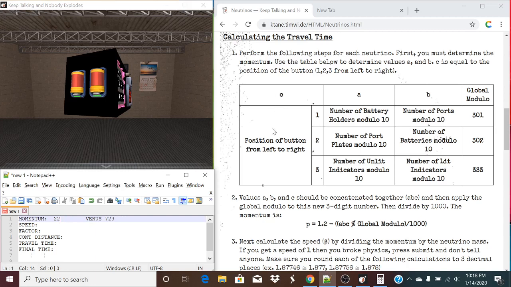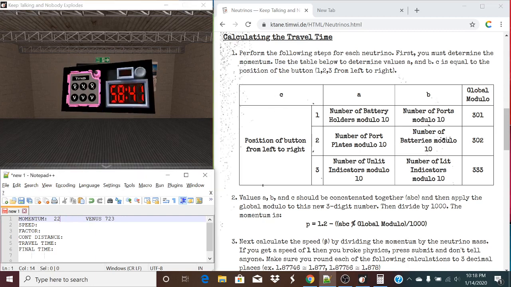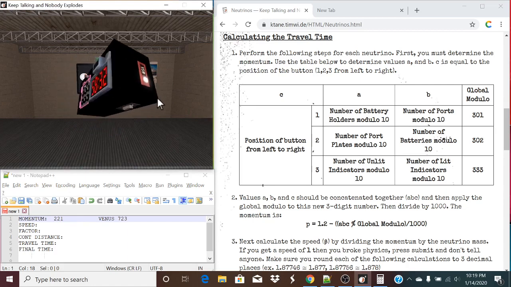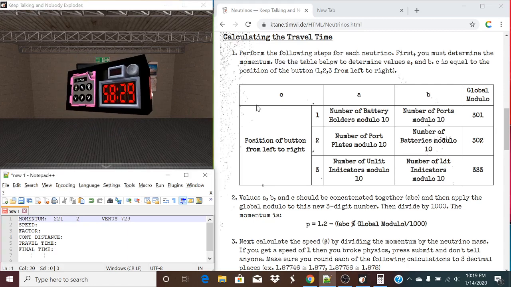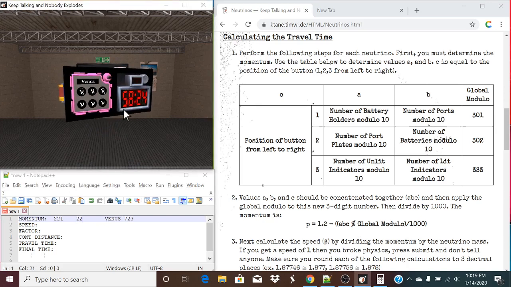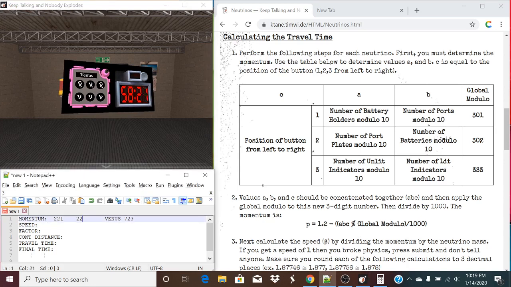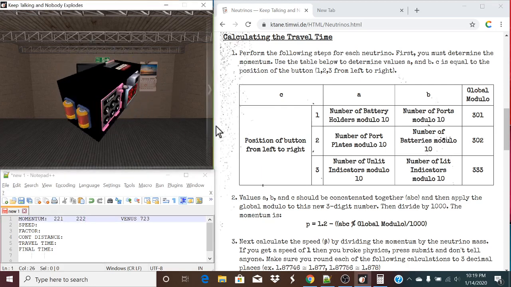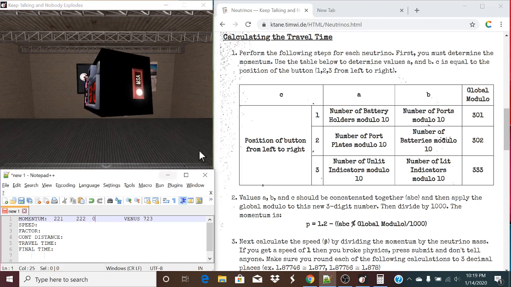Next up, Charlie is the position of the button from left to right. In this case it is a 1, as we are working with that. Next up, number of port plates modulo 10, in this case 2. Number of batteries modulo 10 is a 2 as well. And the position of the button from left to right is also a 2. And our final starting one is going to be the number of unlit indicators. In this case, 0. The number of lit indicators is our Bravo value, a 1. And our position from left to right is a 3.